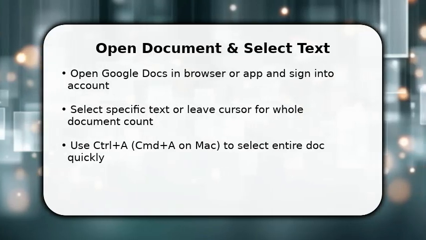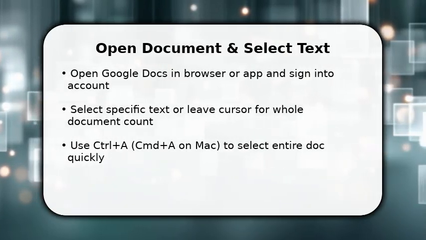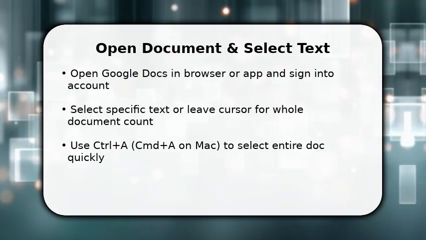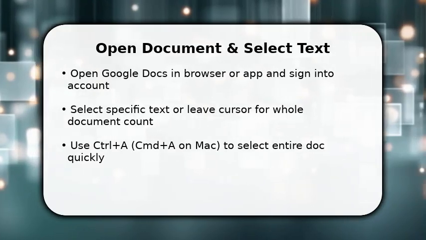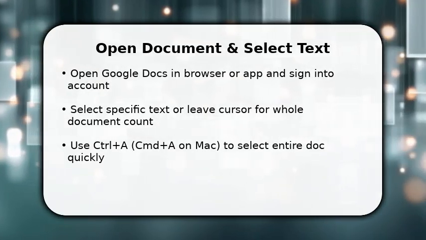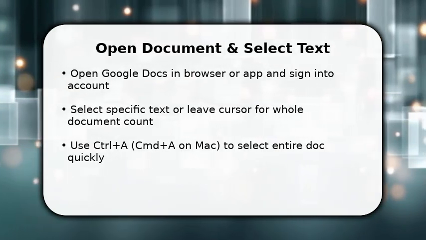You start by opening your document in Google Docs and getting to the exact text you want counted. If you need the whole file, press Ctrl+A or CMD+A on Mac. If you only need a section, click and drag to highlight it. Once done, make sure the selection is correct because the count will reflect only that selection.